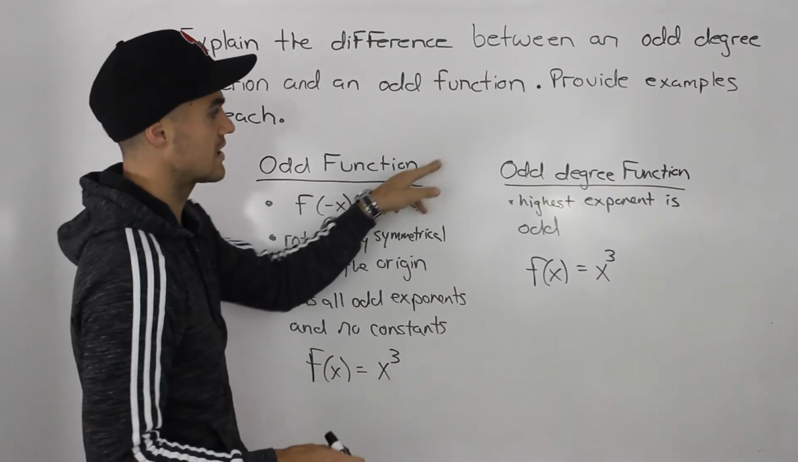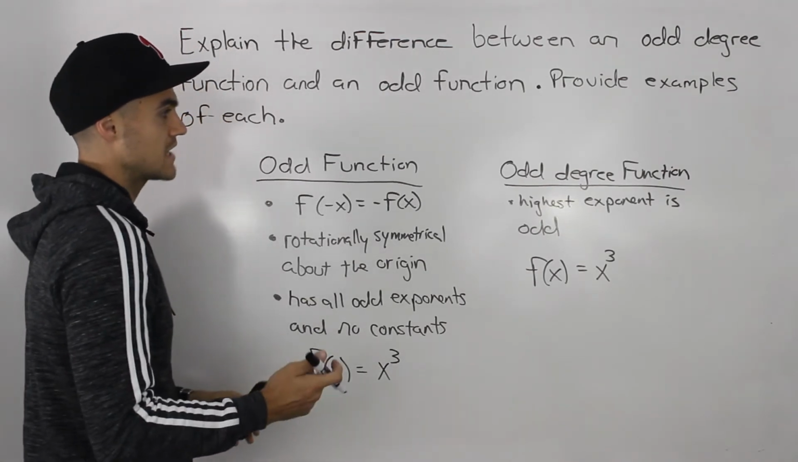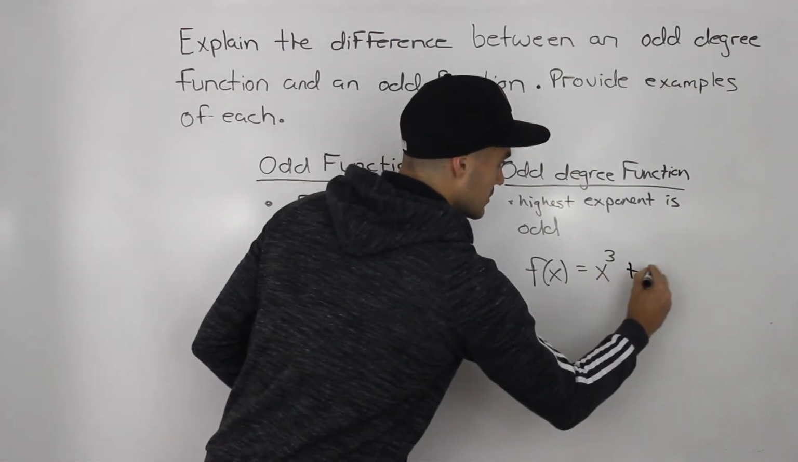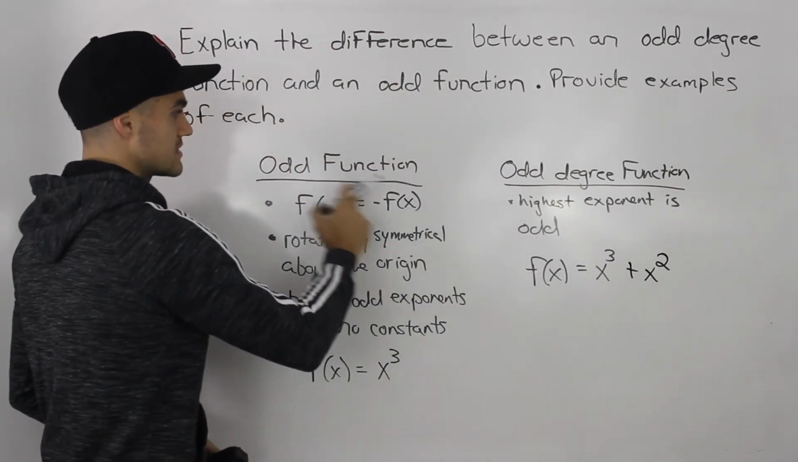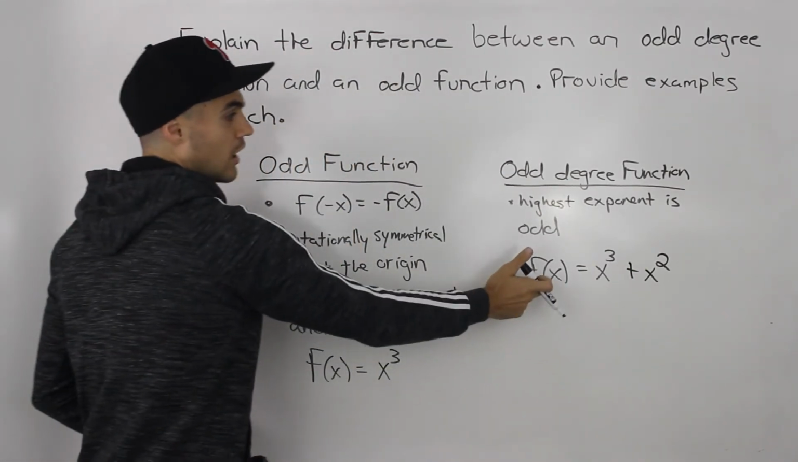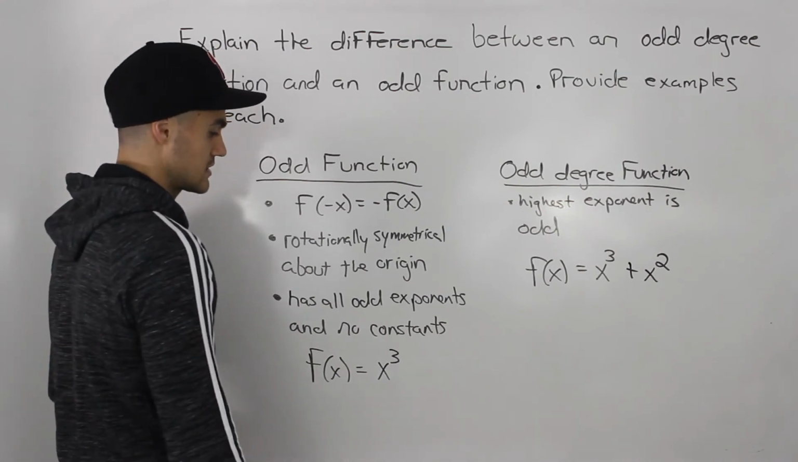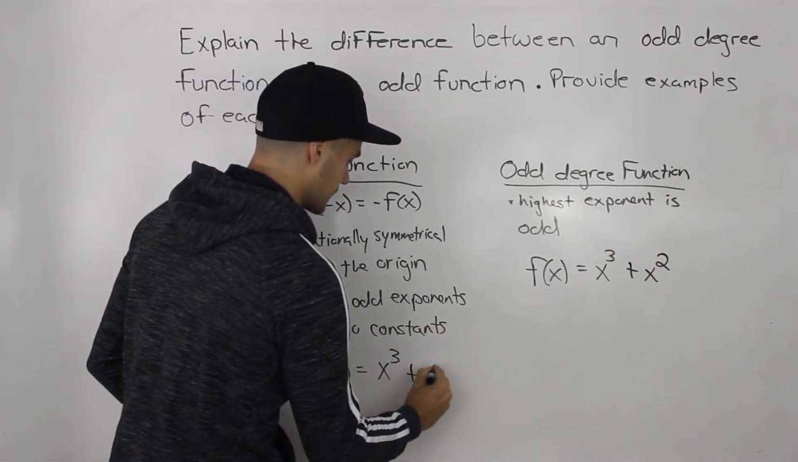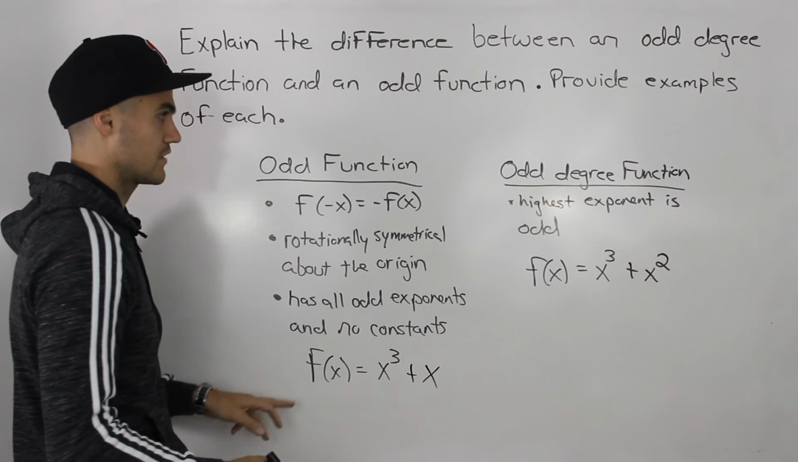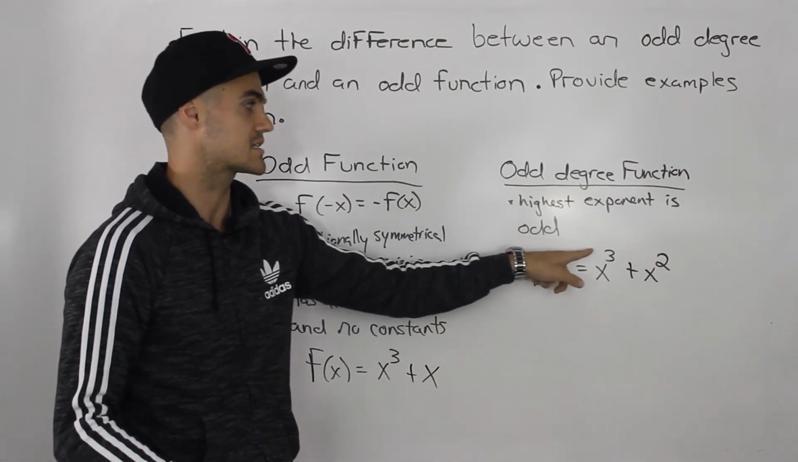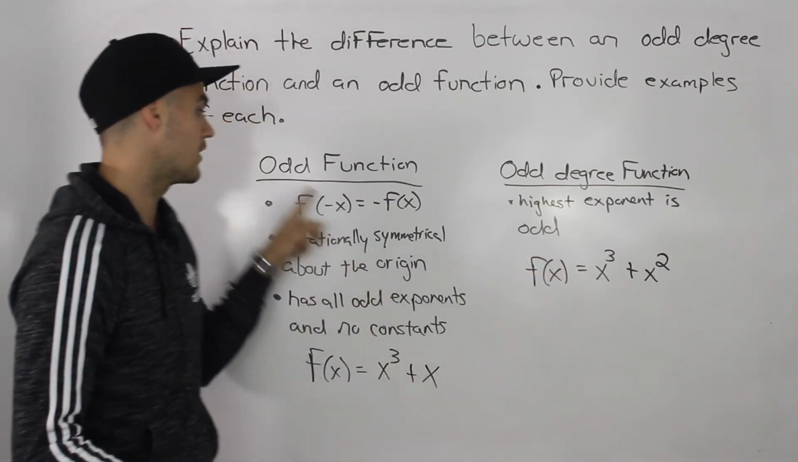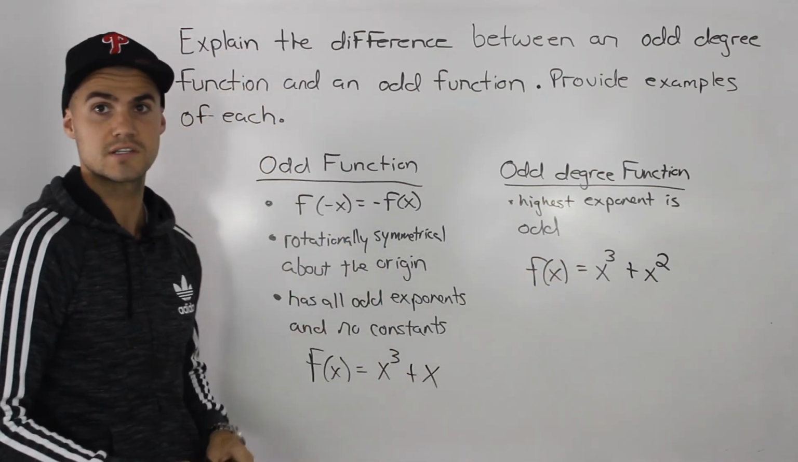So you could have functions that are both of these, but sometimes you'll have, like I mentioned, an odd degree function like that, but it is not an odd function. It's neither an odd function nor an even function. So this is an example of an odd function. This is an odd degree function. An odd degree just means that the highest exponent is odd. For an odd function, all of the exponents have to be odd.